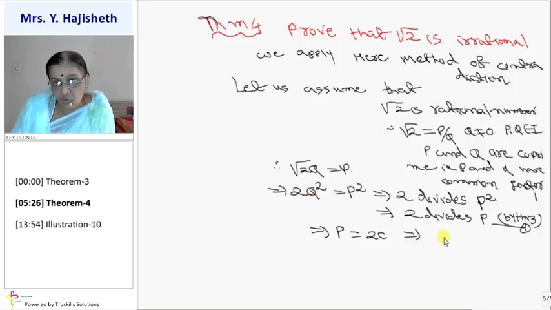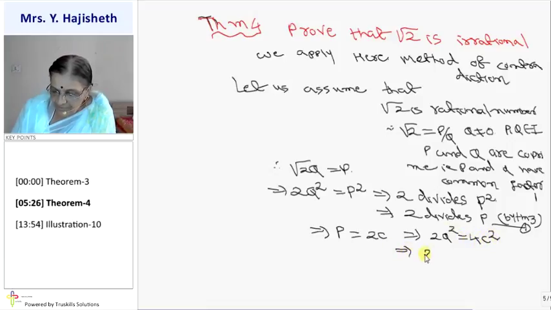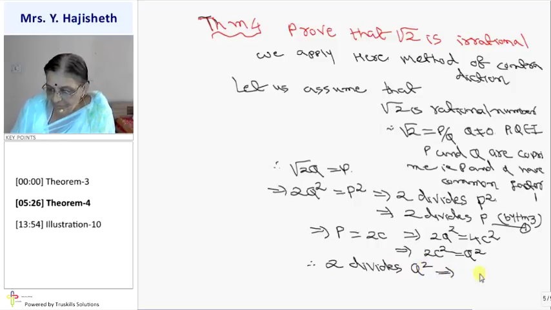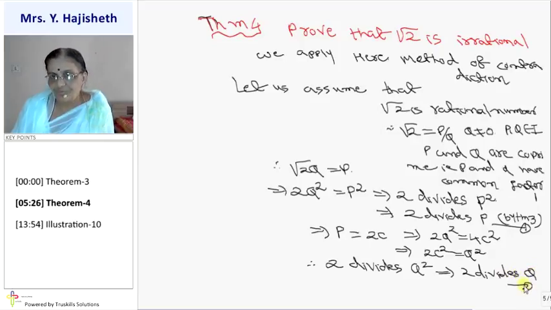If I put p is 2c, then p square is 4c square. So I will get 2q square is 4c square. That implies 2c square is q square. Again I can say 2 divides q square. Clear? That implies 2 divides q. I give this as number 2.